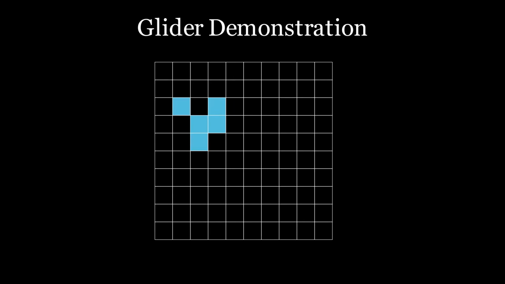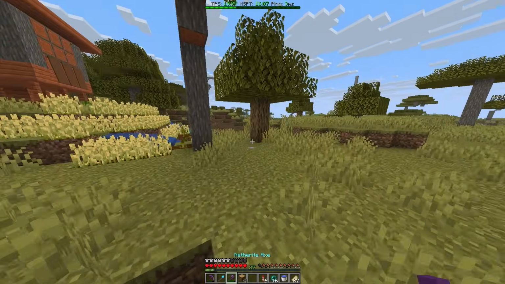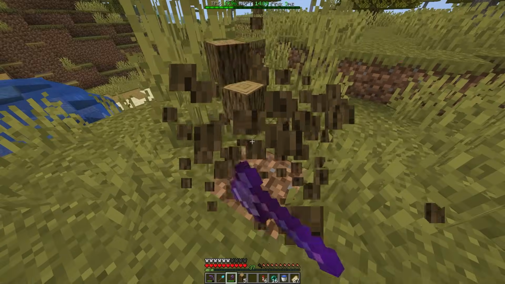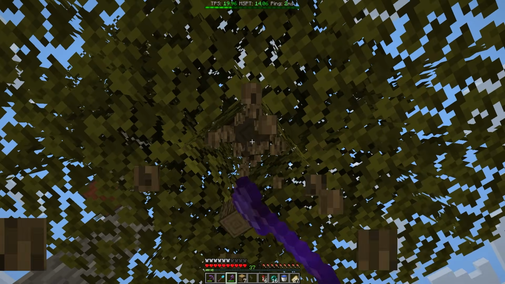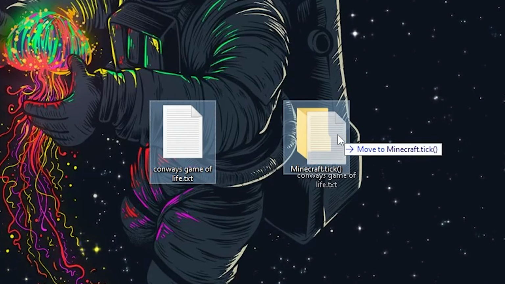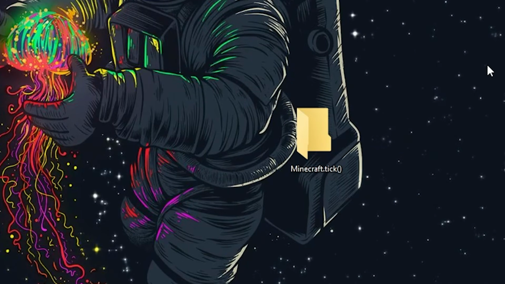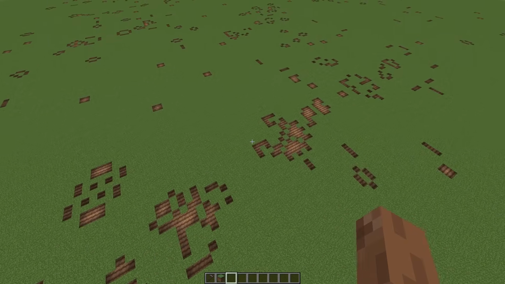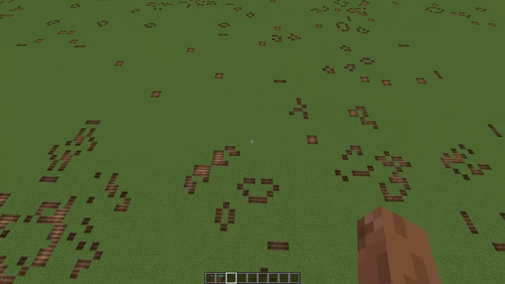Using these 4 simple rules, we can create patterns like this glider that traverse across the grid entirely on their own. Now back to Minecraft. If you know anything about the game technically, you probably know that the game operates on ticks, which happen 20 times per second. Now in theory, this means we could just put all the logic for Conway's Game of Life into the tick function of the blocks we want it to operate on. However, the truth ends up being a little more complicated than this.